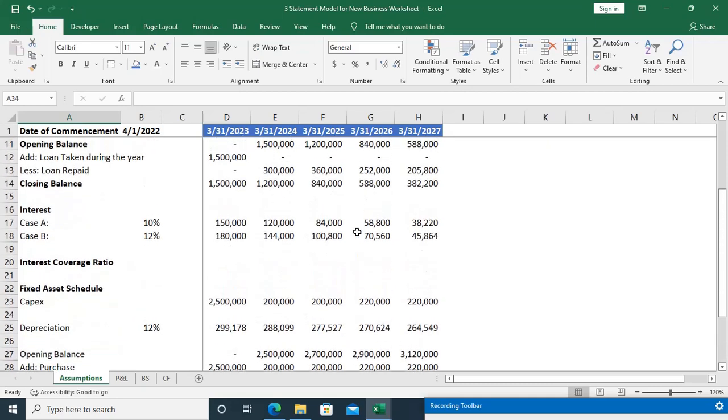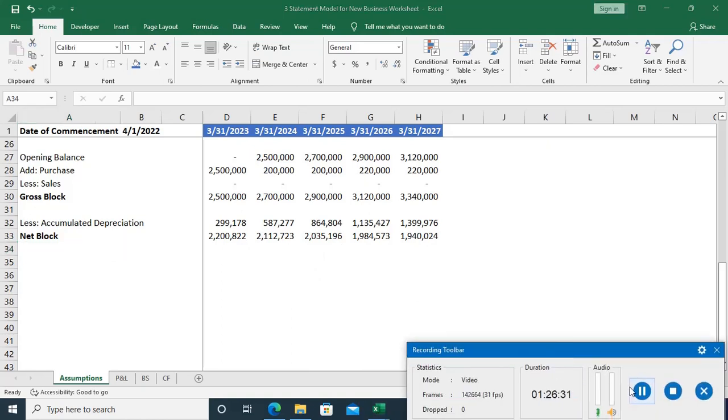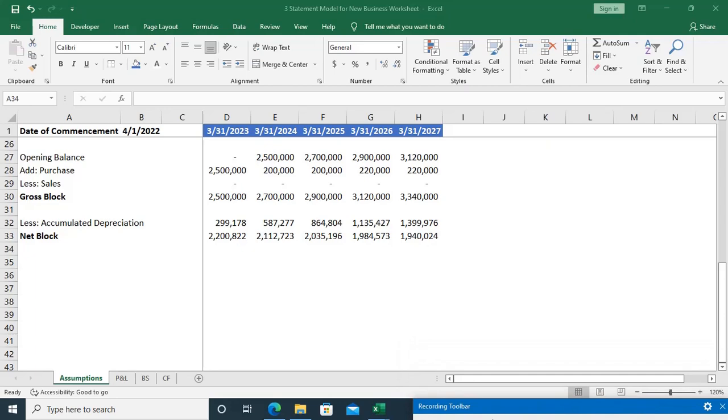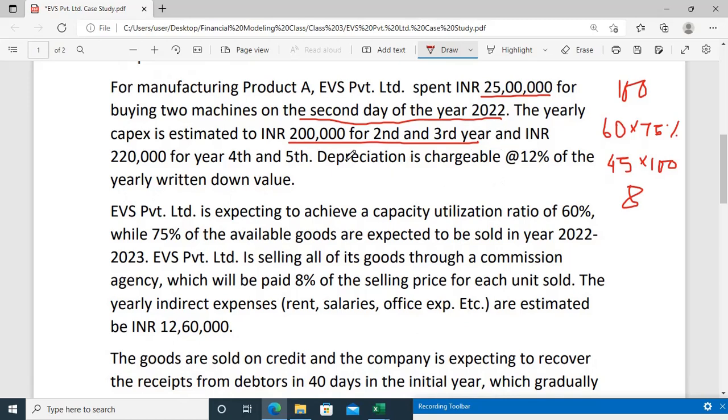Now we will be going forward with another thing. The next thing is we have to check it here. EVS Private Limited. So we are quite done with this fixed asset schedule. Now let us look at this. EVS Private Limited is expecting to achieve a capacity utilization ratio of 60%, while 75% of the available goods are expected to be sold. So now this is about the capacity utilization. So let us do it.